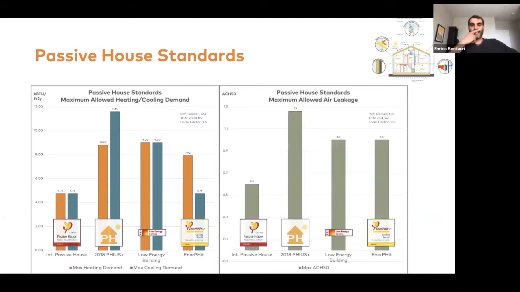And on the right-hand side here, you see the maximum allowed air leakage at the blower door test, with the International Passive House at 0.6, Fuse 1.3, low energy building at 1. And keep in mind the code is at 3 ACH 50. So all of these are significantly more airtight than code buildings.